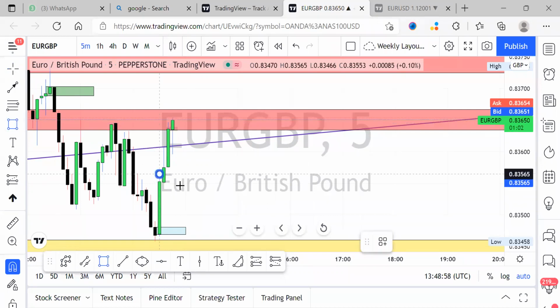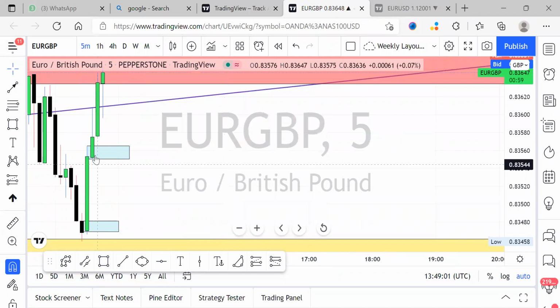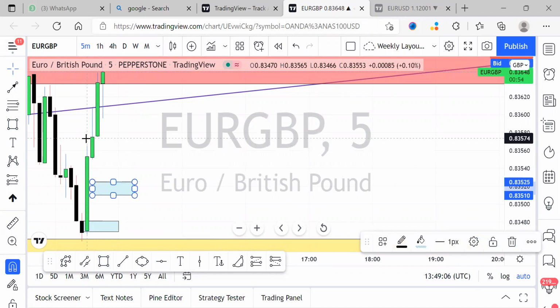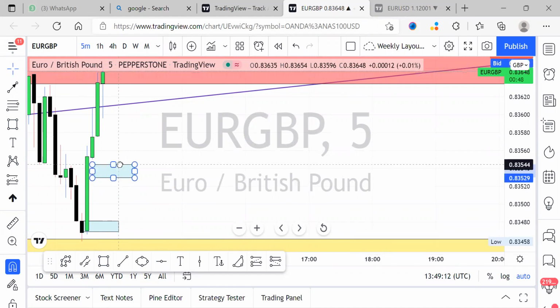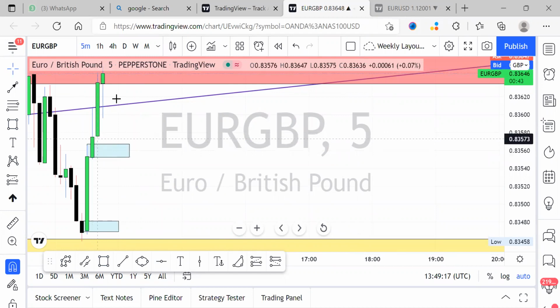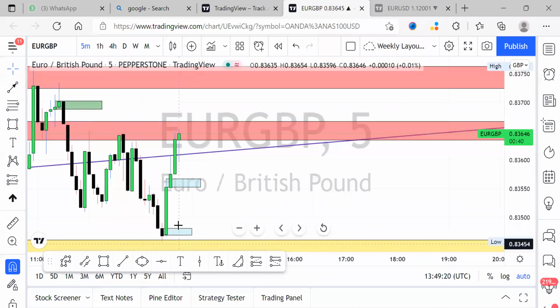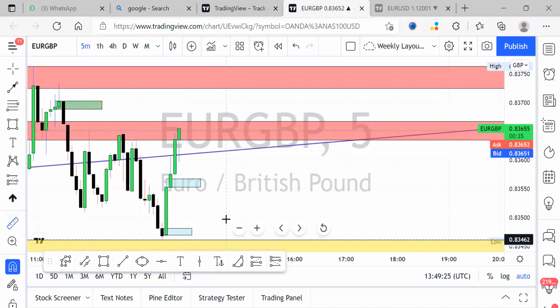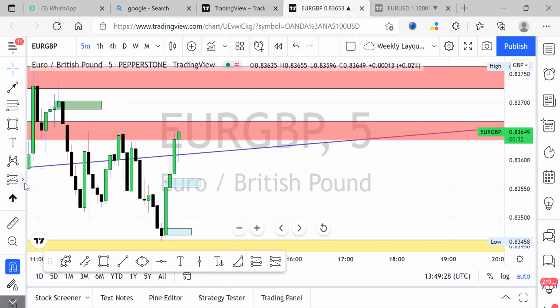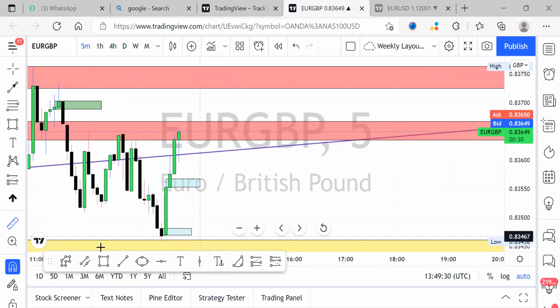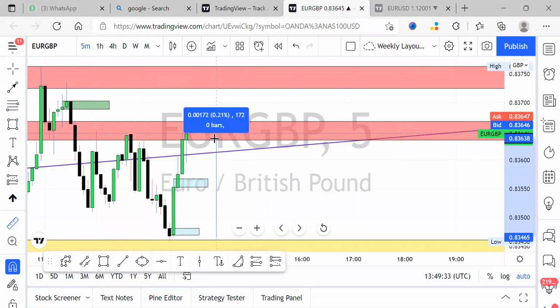If you look from the 5-minute point of view, there was another zone here. I'm only interested in the wick. So price went up, then it went down, then it went back up. The wick is my reference point for a zone. Price did not go below here, and it went from one zone to the other zone. If we now use the ruler tool, we can mark how much that was. That was 17 pips.